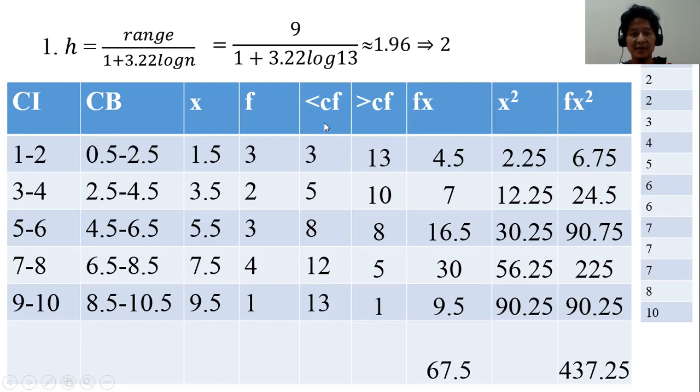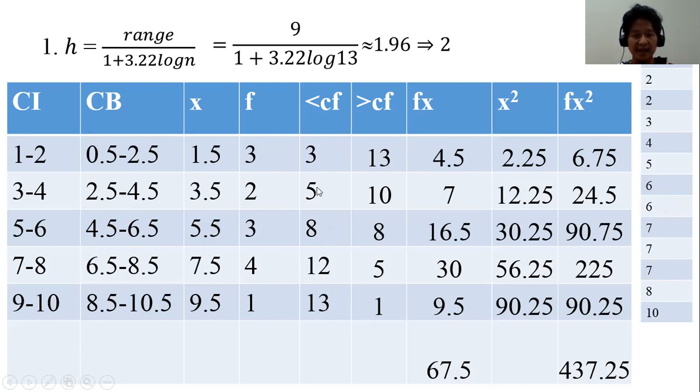Now, the less than cumulative frequency, we will use this later on for the median. So for the less than cumulative frequency, we just copy the frequency of the first one and then add it to the next. Add the second frequency, it becomes 5. So 5 plus the next frequency, we have 8. 8 plus 4, we have 12. And then 12 plus 1, we have 13.